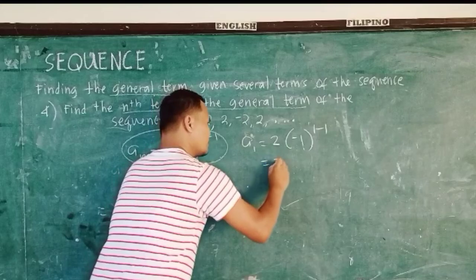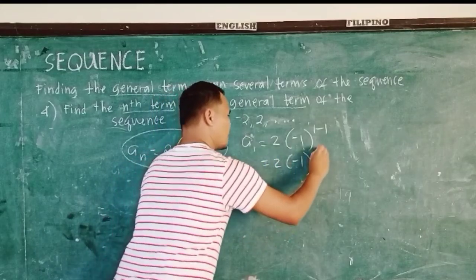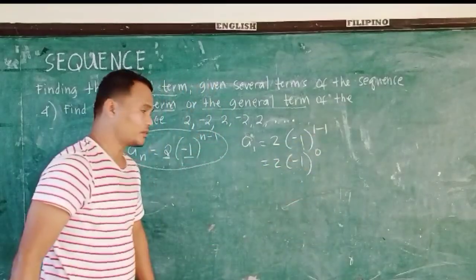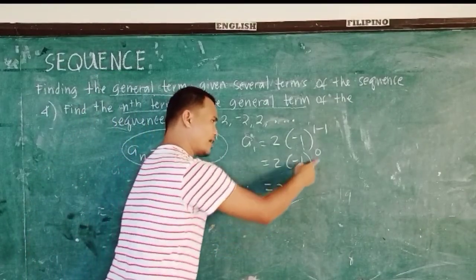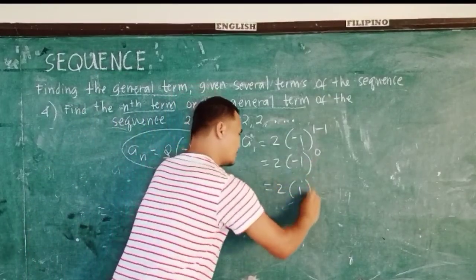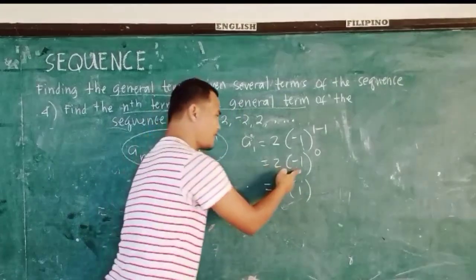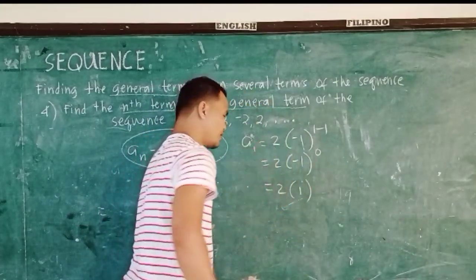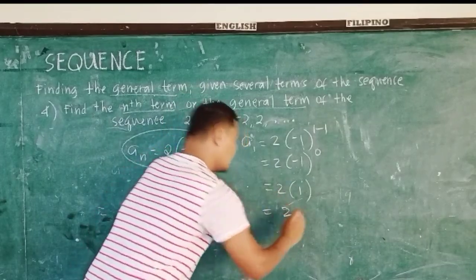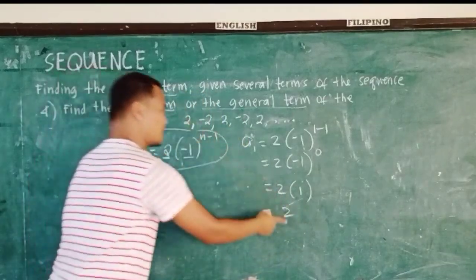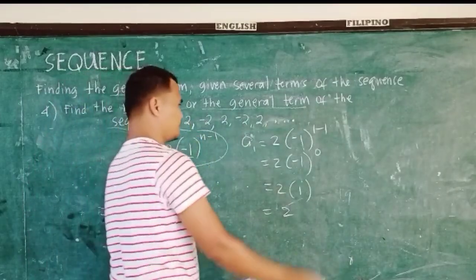Okay. 2 times negative 1 raised to the power of 0, because 1 minus 1 is 0. And negative 1 raised to 0, the result is 1. From the law of exponents, any number raised to 0 is always equal to 1. 2 times 1, the result is 2. Are they the same? Yes. How about the second term?